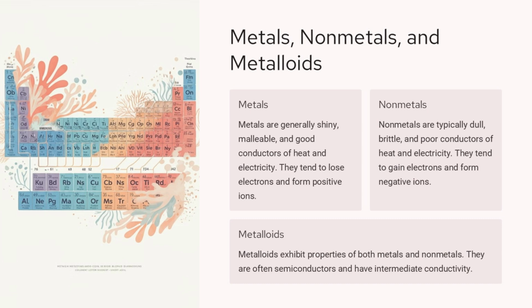Metalloids exhibit properties of both metals and nonmetals. They are often semiconductors and have intermediate conductivity. This slide provides a high-level overview of the key characteristics of these three groups of elements on the periodic table.